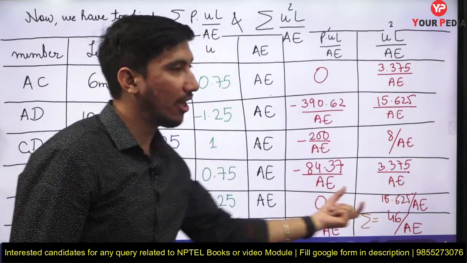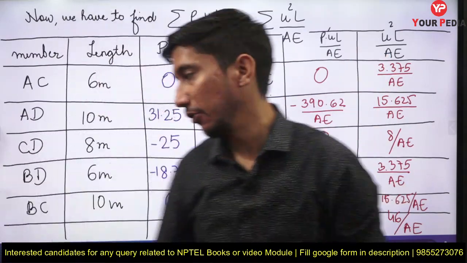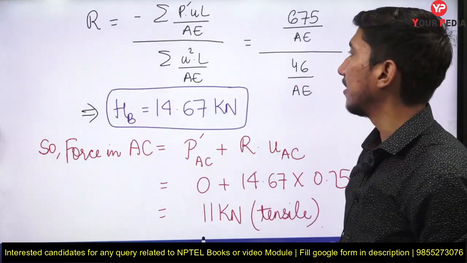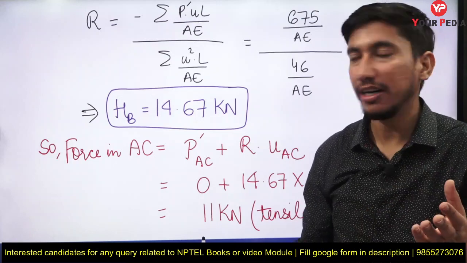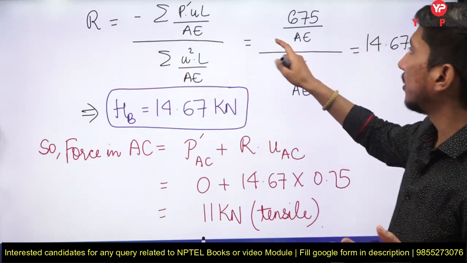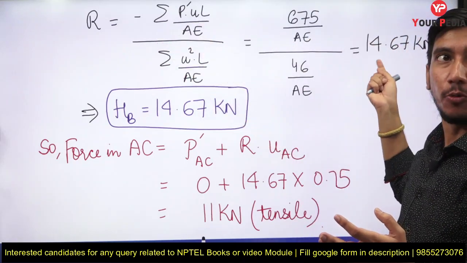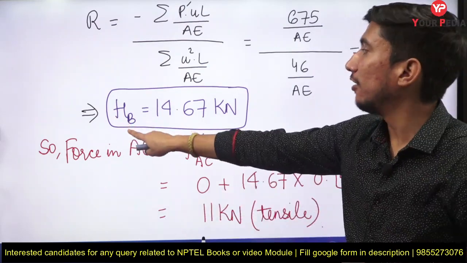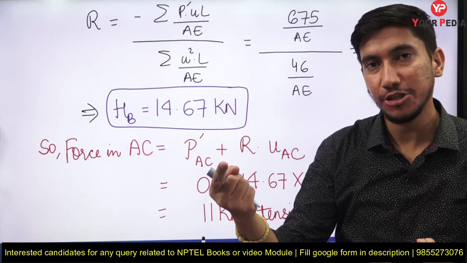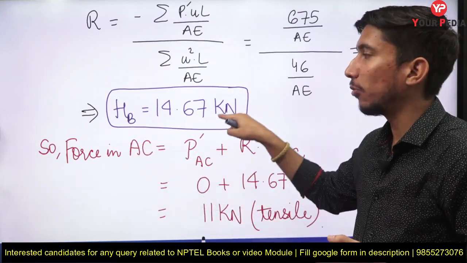Now I have this summation, I can easily find the value of redundant, which I have done in this slide. Now redundant is equal to this. Yes, strain energy, we have already derived this. From here I got that the redundant value was 14.67. So what was redundant actually? It was HB. So the value of HB, which was asked us initially, that HB value is 14.67.